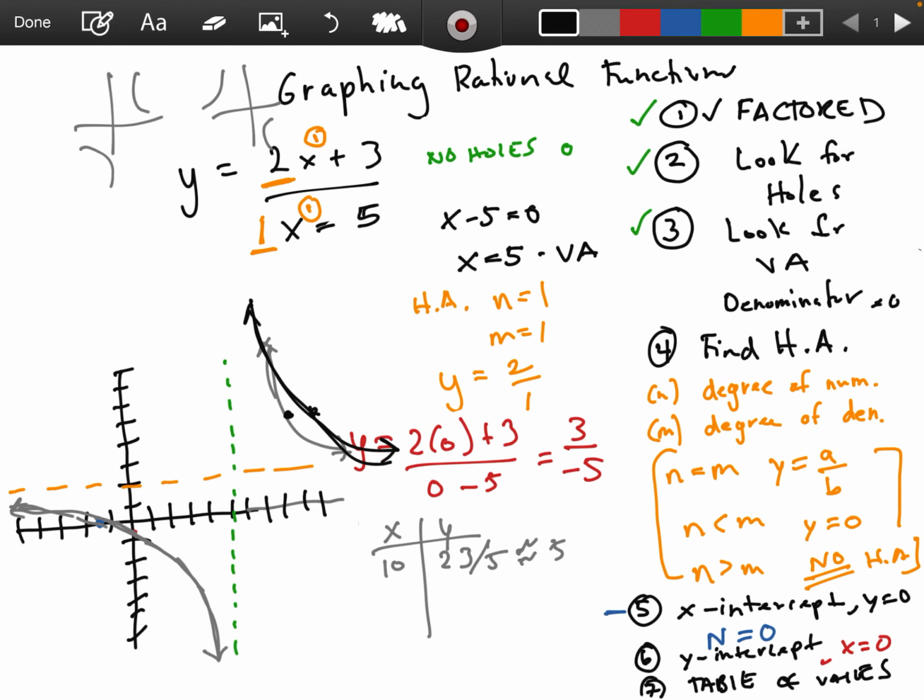All right, so is it factored? Look for holes. Look for the vertical asymptote. Look for the horizontal asymptote. You've got to have the degree of the numerator and the degree of the denominator. Find the x-intercept, find the y-intercept, and use a table of values.